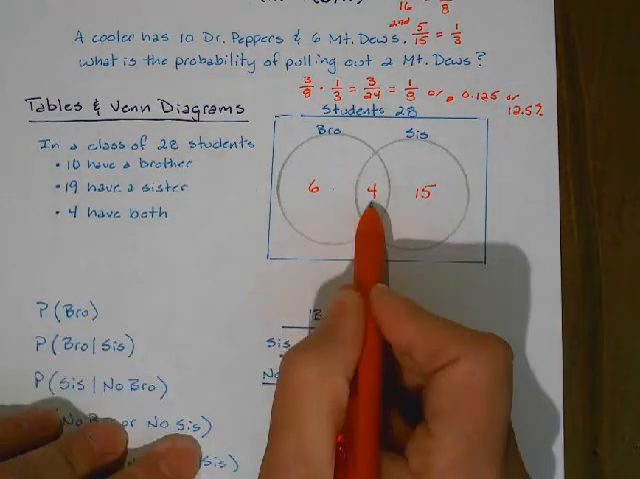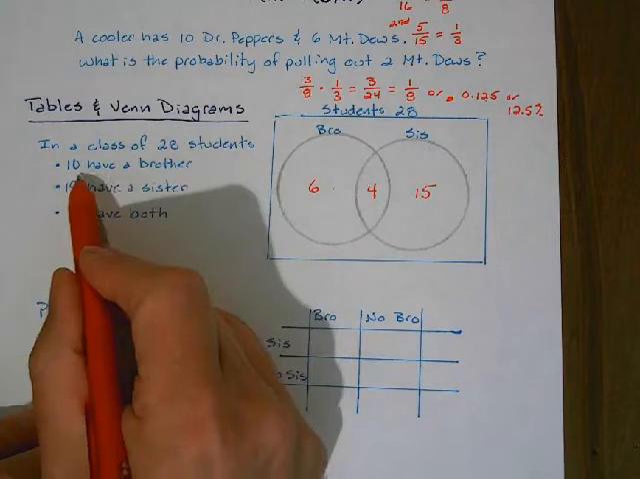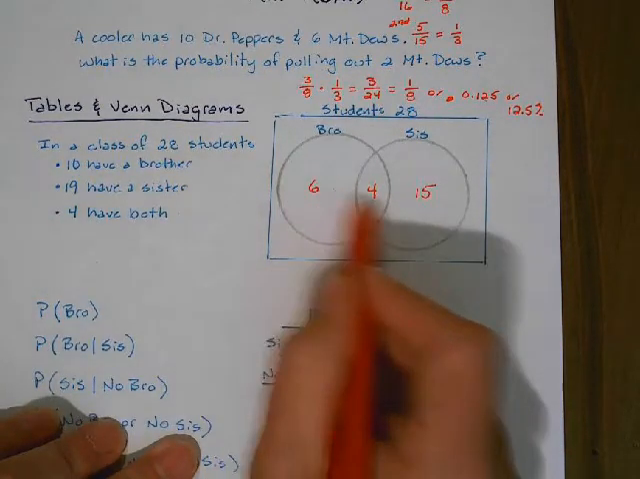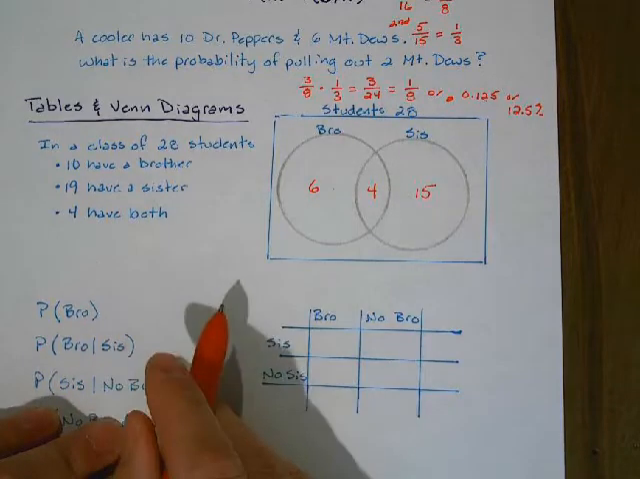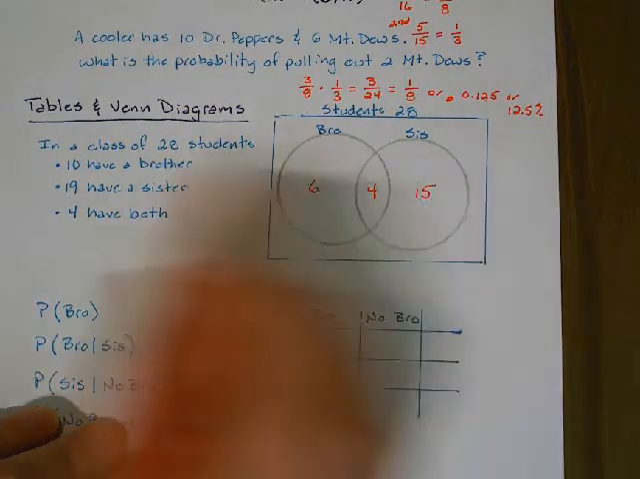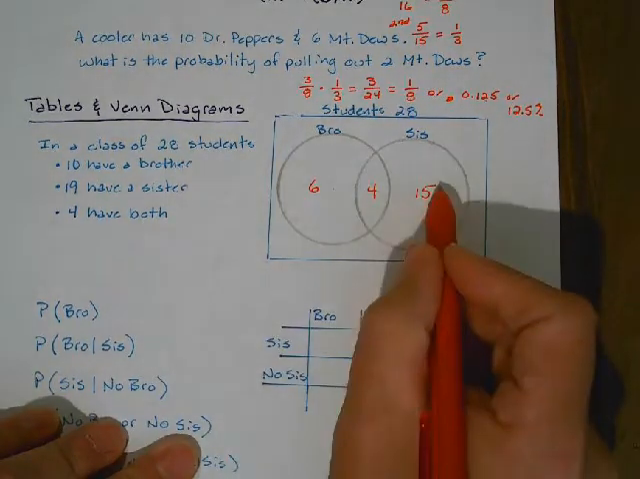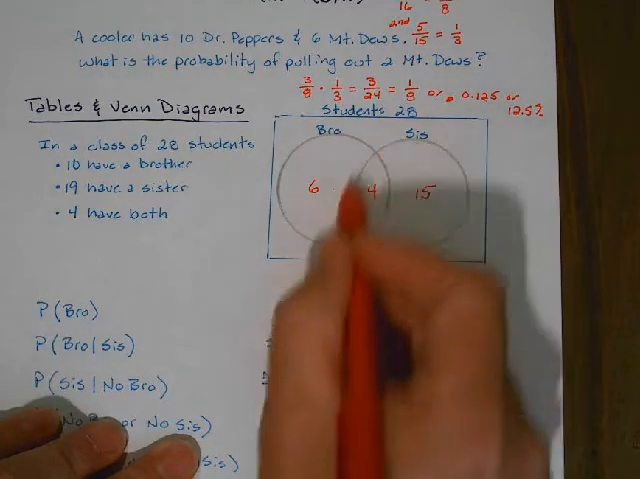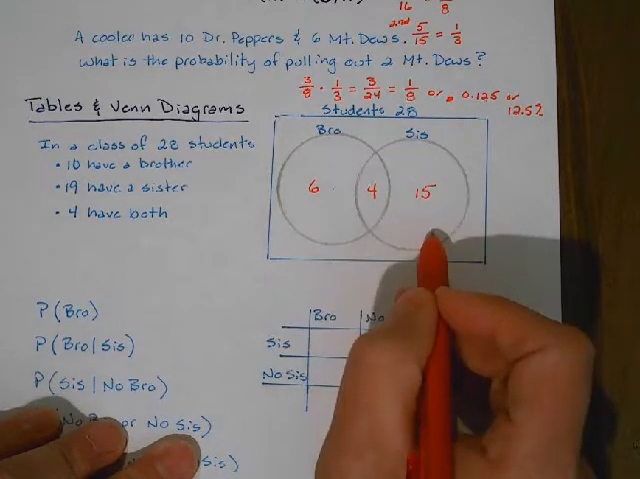So 4 is the and, so this is brother and sister. So when I say that I have 10 with a brother, that means I'm counting 6 of them that have only a brother and 4 of them that have a brother and a sister. Over here, when I say I have 19 that have a sister, that's 15 that only have a sister, but 4 that have a brother and a sister. So that's how the and works in that.